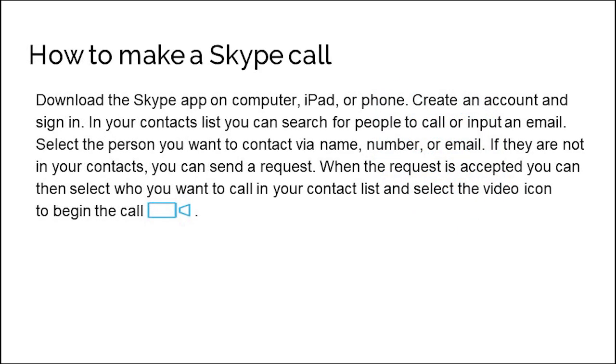To make a Skype call, you need to download Skype to your computer, iPad, or phone. Create an account and sign in. In your contacts list, you can search for people through their name, phone number, or email. You can input your contact list while creating your account if you'd like. If the person you are trying to call is not in your contacts list, you need to send a request. When that request is accepted, they will show up in your contact list. In your contact list, select who you want to call and then select the video icon to begin the call.